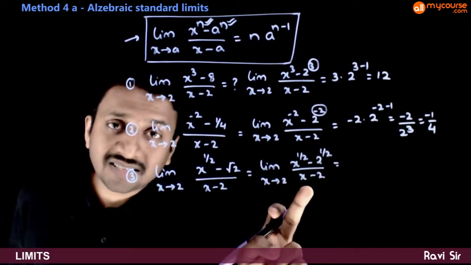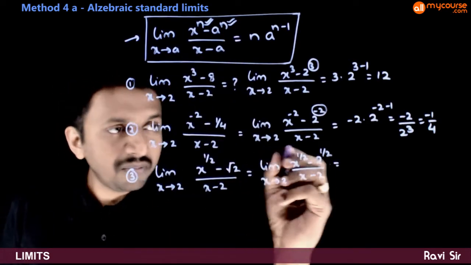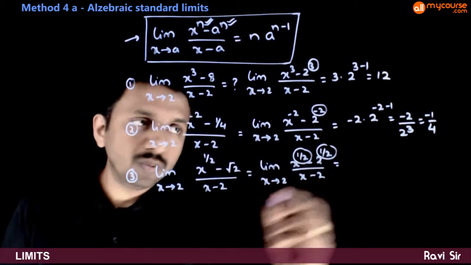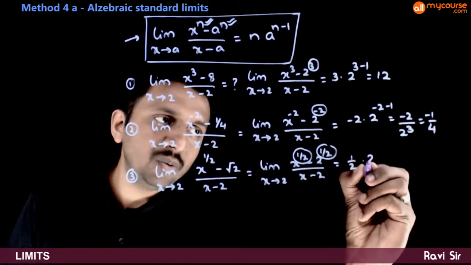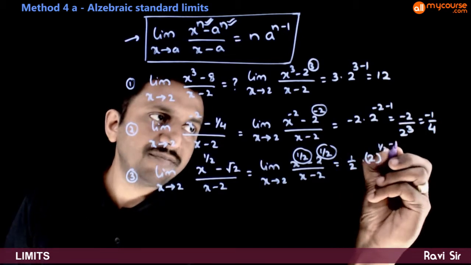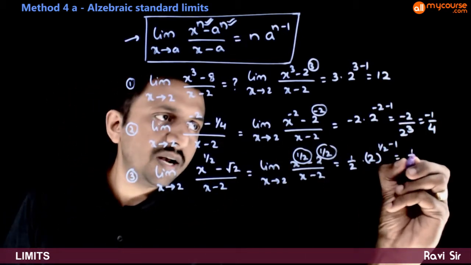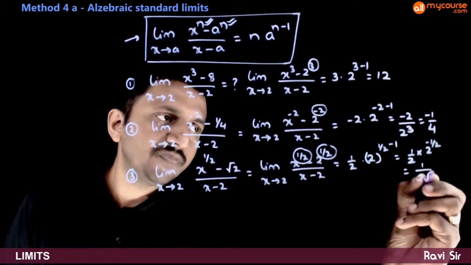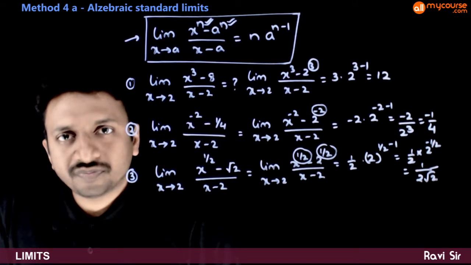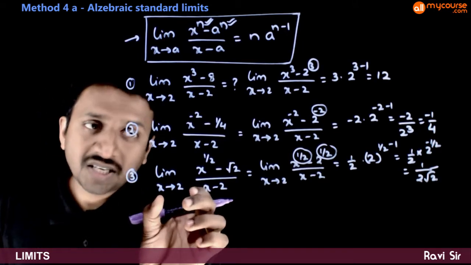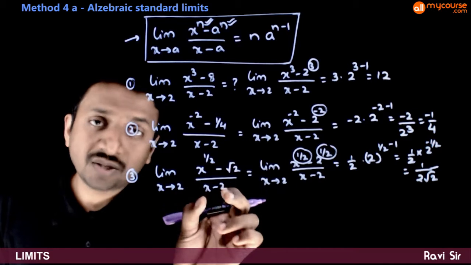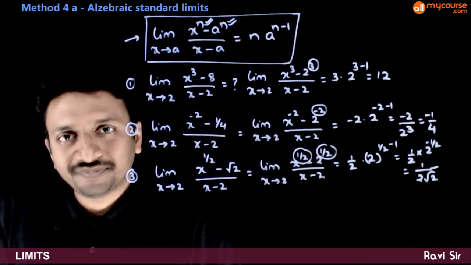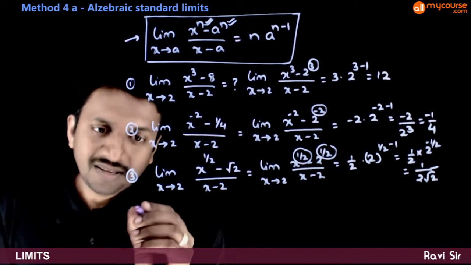Again, this has been converted into this form where n is equal to half and a is equal to 2. So this answer is n into a power half minus 1. It is 1 by 2 times 2 power minus half, which is 1 by 2 root 2. So limit x tends to 2, (x power half minus root 2) by (x minus 2) will be equal to 1 by 2 root 2. Again, next example.